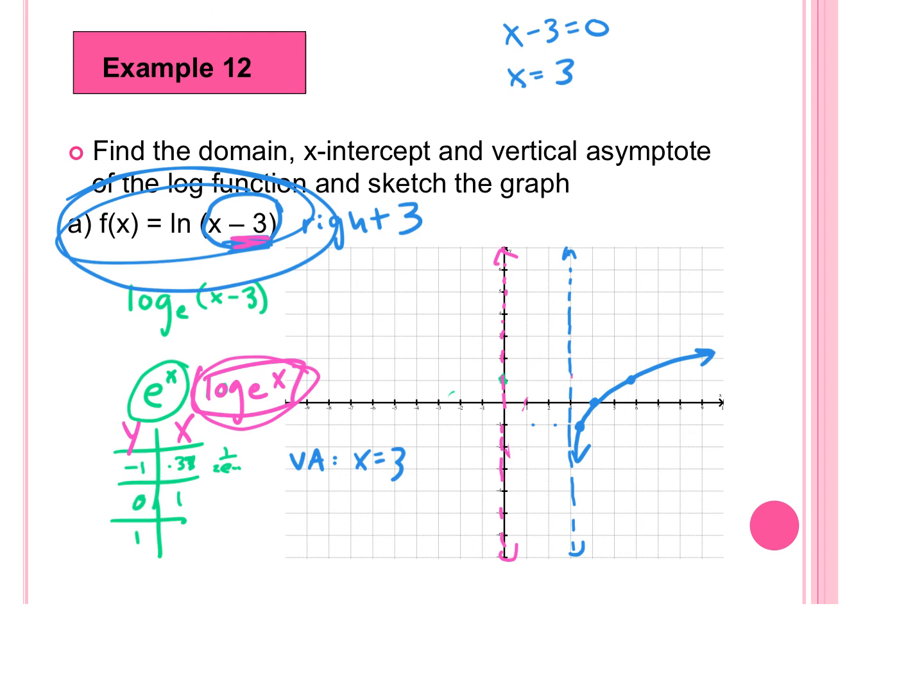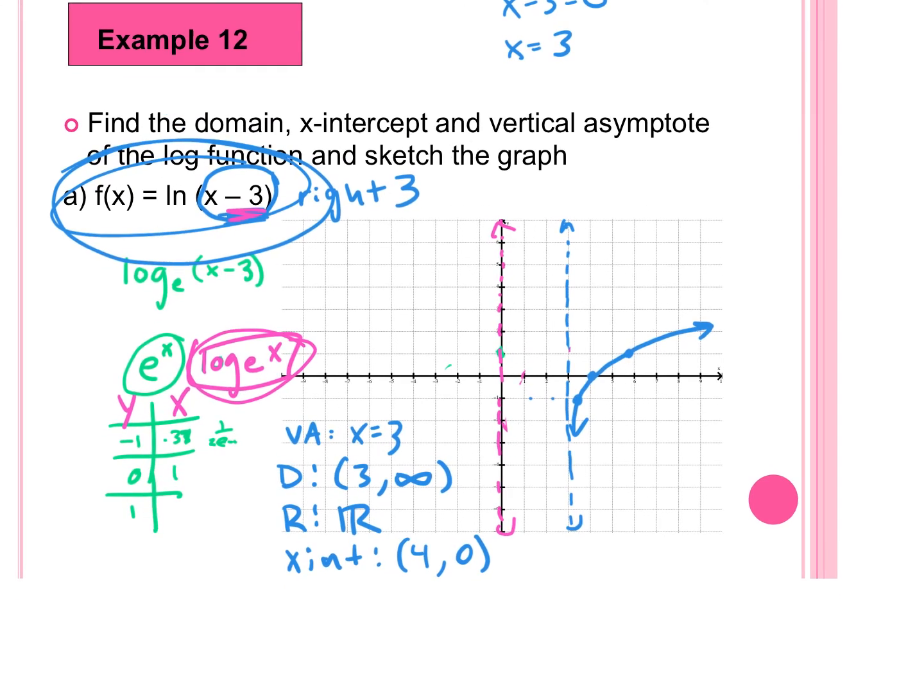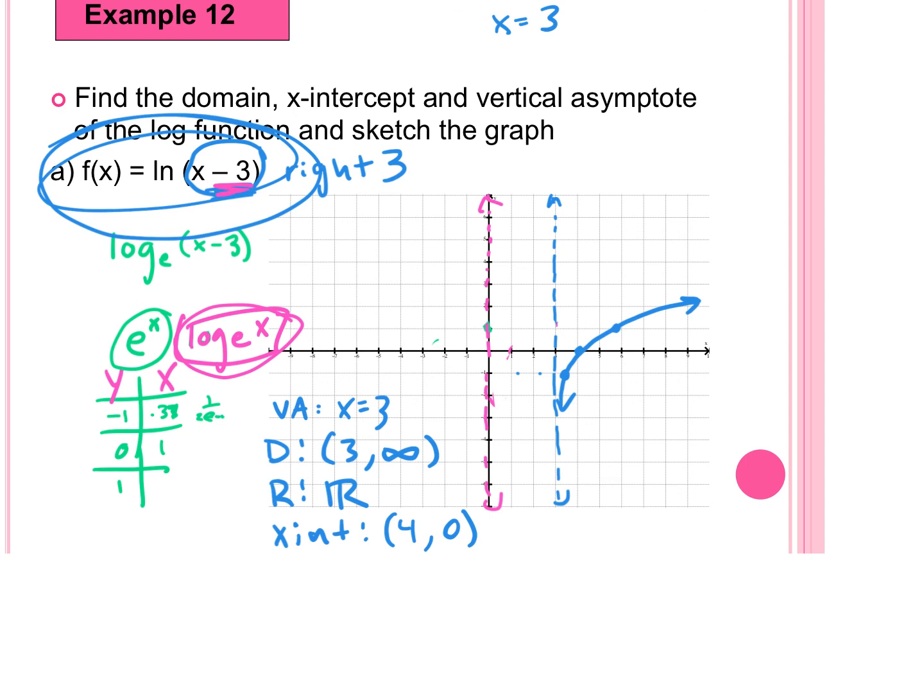Now what's the domain of our blue graph? 3 to infinity. Awesome. What's my range? All real numbers. And what's my x-intercept? 4. So it would be 4, 0. Do I cross the y-axis? No, so there's no y-intercept. And do I have a horizontal asymptote?